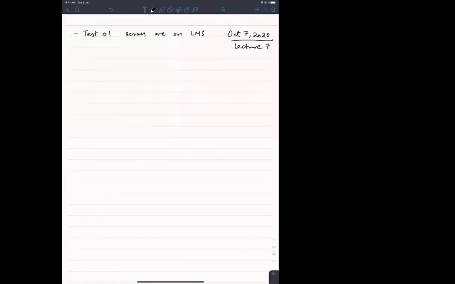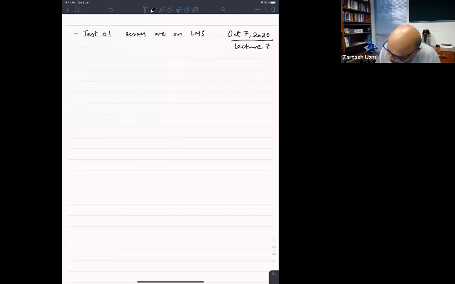Okay. So test one scores, and as you know, these questions on the test use data which was slightly randomized for the students. So we could not provide answers to all the randomized values, but sample answers to all the questions are also on LMS. You can take a look at those.